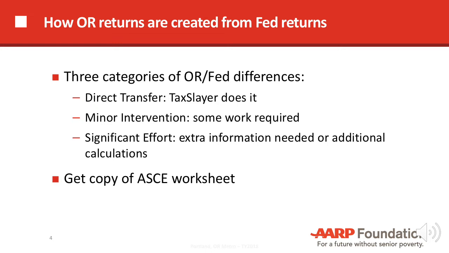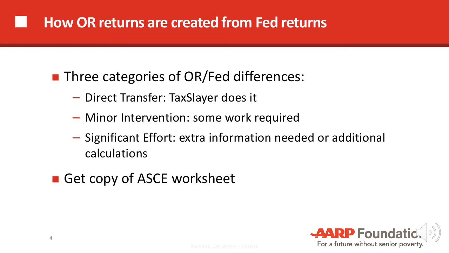The second category is where some work is required. This might be where the information doesn't exist on the federal return or needs to be input separately. For example, an Oregon refund is not taxable on the Oregon return. The amount of the refund is on the 1040 and it could be transferred, but there's no indication on the federal return of what state the refund came from. So we have to put that in manually.